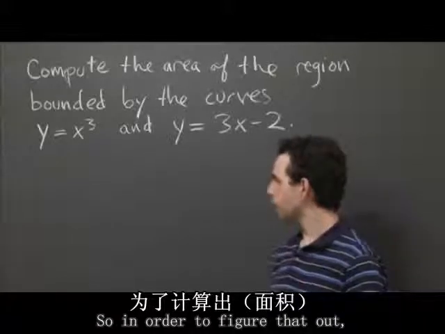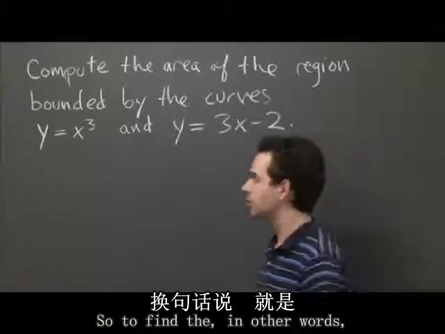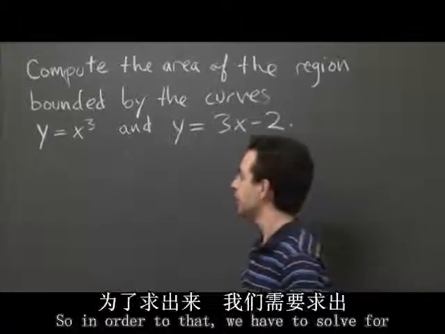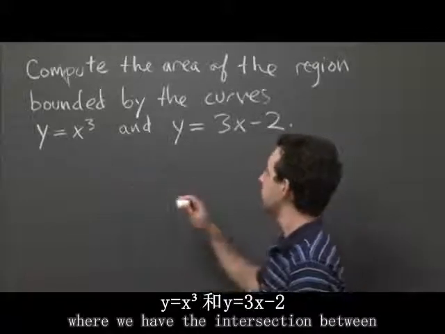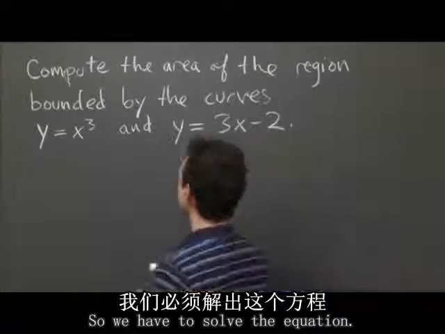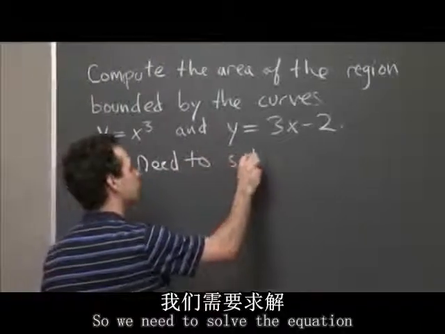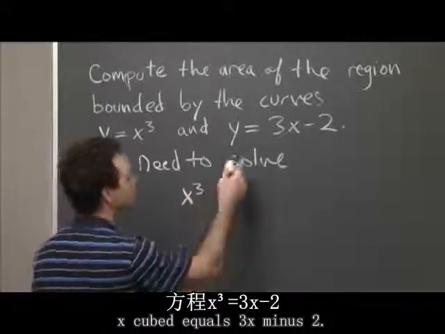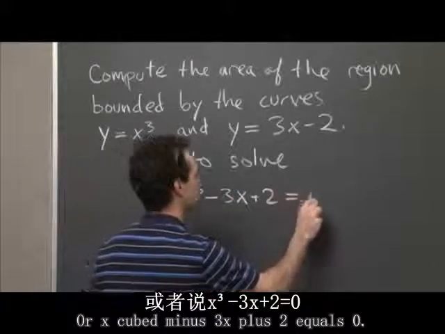So in order to figure that out, we should figure out where these curves intersect. In other words, we need to find the endpoints of the interval over which we're going to integrate. In order to do that, we have to solve for where we have the intersection between y equals x cubed and y equals 3x minus 2. So we need to solve the equation x cubed equals 3x minus 2, or x cubed minus 3x plus 2 equals 0.